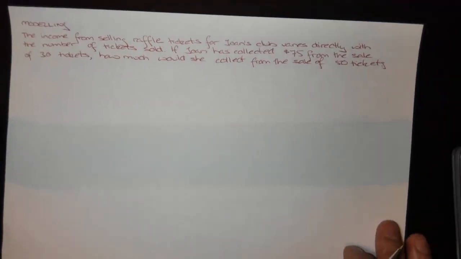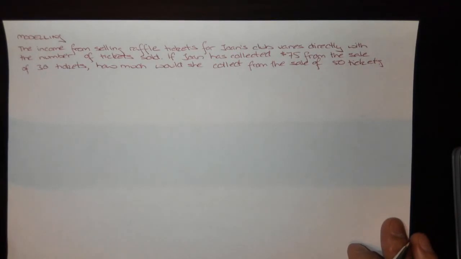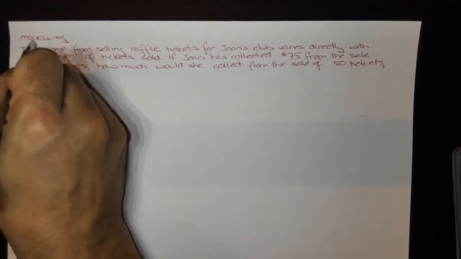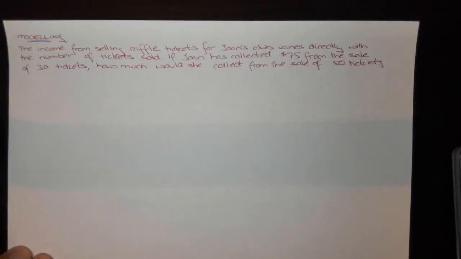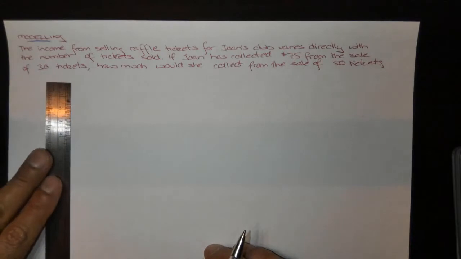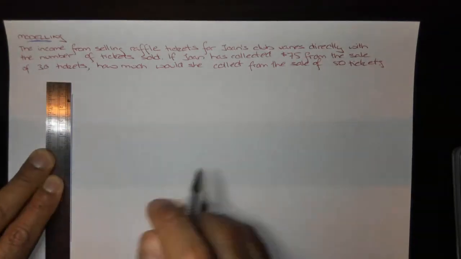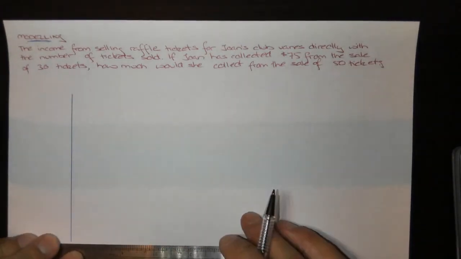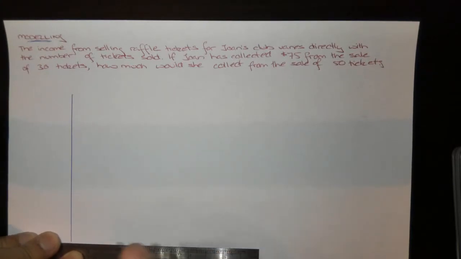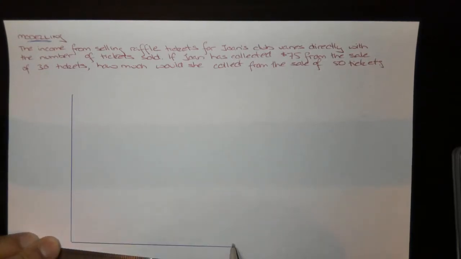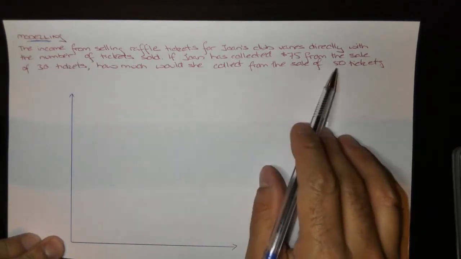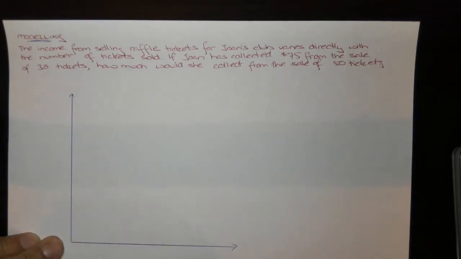Now, you may be given a story such as this, and all these linear relationships can be modeled with a straight line. So, the story says, the income from selling raffle tickets for Jones Club varies directly with the number of tickets sold. So, ideally, if we sell more tickets, we should make more money. Yeah? And so it's saying, if Joan has collected $75 from the sales of 30 tickets.